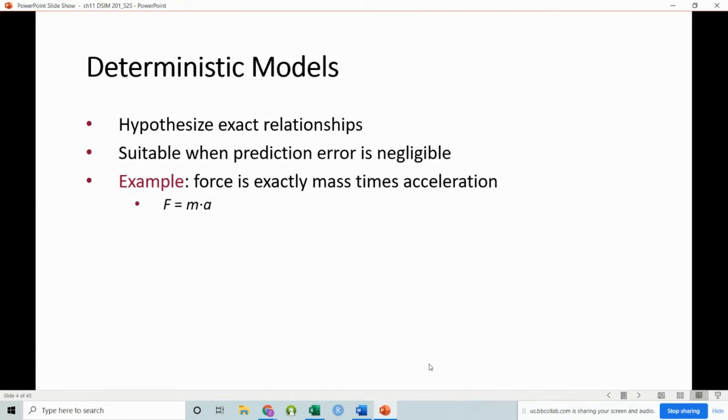A deterministic model hypothesizes an exact relationship and is useful when our prediction error will not have any major negative effects if we are wrong. The example here is that force equals mass times acceleration. Notice that there is no error term in this model. So when we look at the next slide, look for the error term.